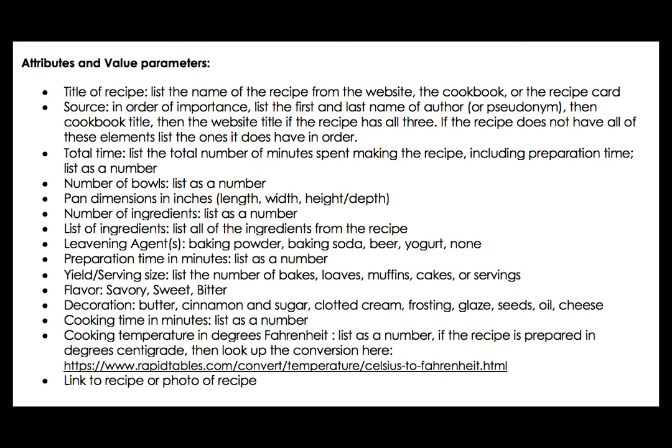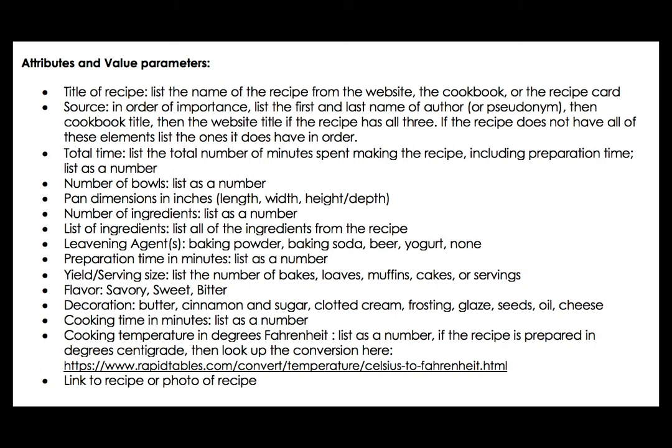Number of bowls is something that I normally look at because I also don't want to have to do that many dishes. So you list the bowls as a number. The pan size was something that I had to deal with as I was coming up with my tables for my recipes. So I had to specify length, width, or height and depth of the pan. And some of my recipes actually don't use a pan, but they do use a stone. So I did have to grapple with that issue while I was creating my presentation for today.